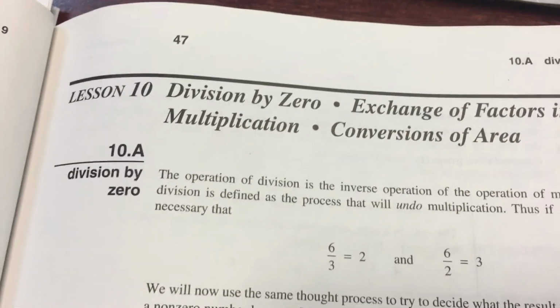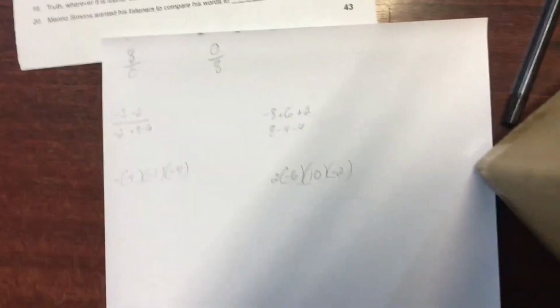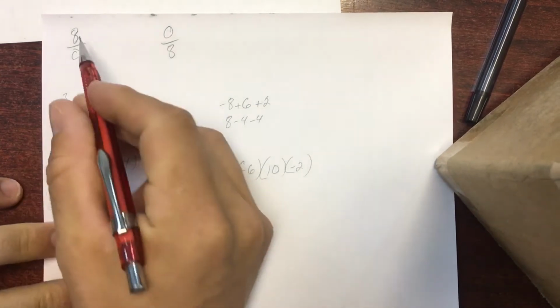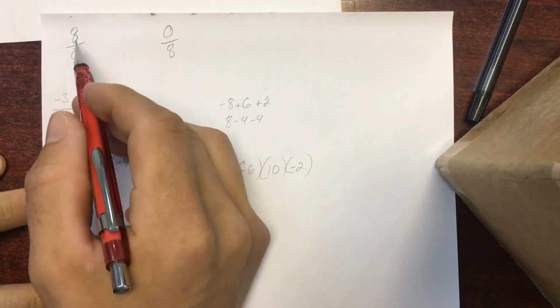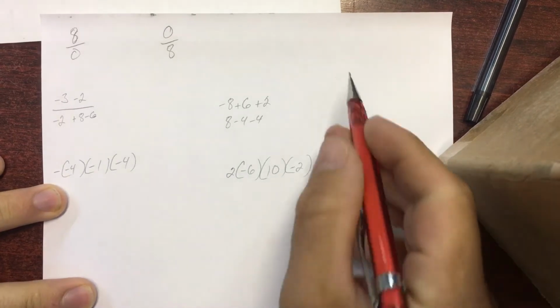All right, lesson 10: division by zero, exchange of factors in multiplication, and conversions of area. I'm going to talk first about division by zero. When we have a problem like 8 divided by 0, 14 divided by 0, anything divided by 0, it's not possible to divide something by 0.